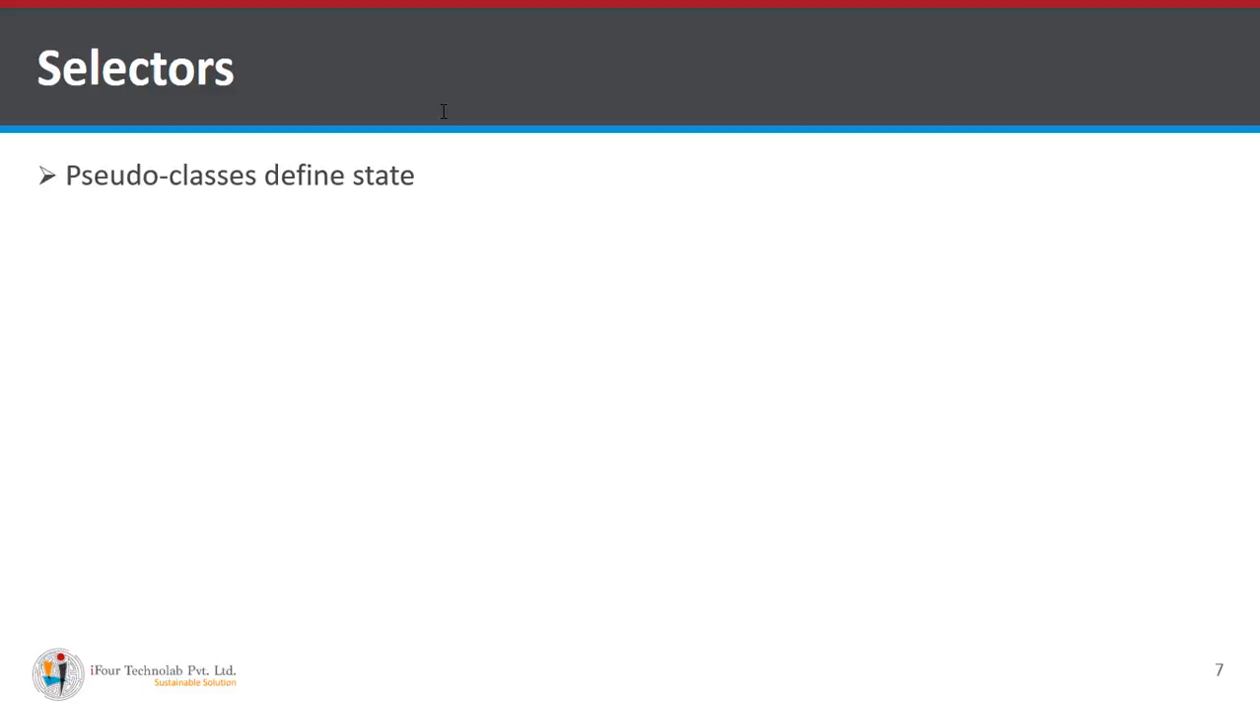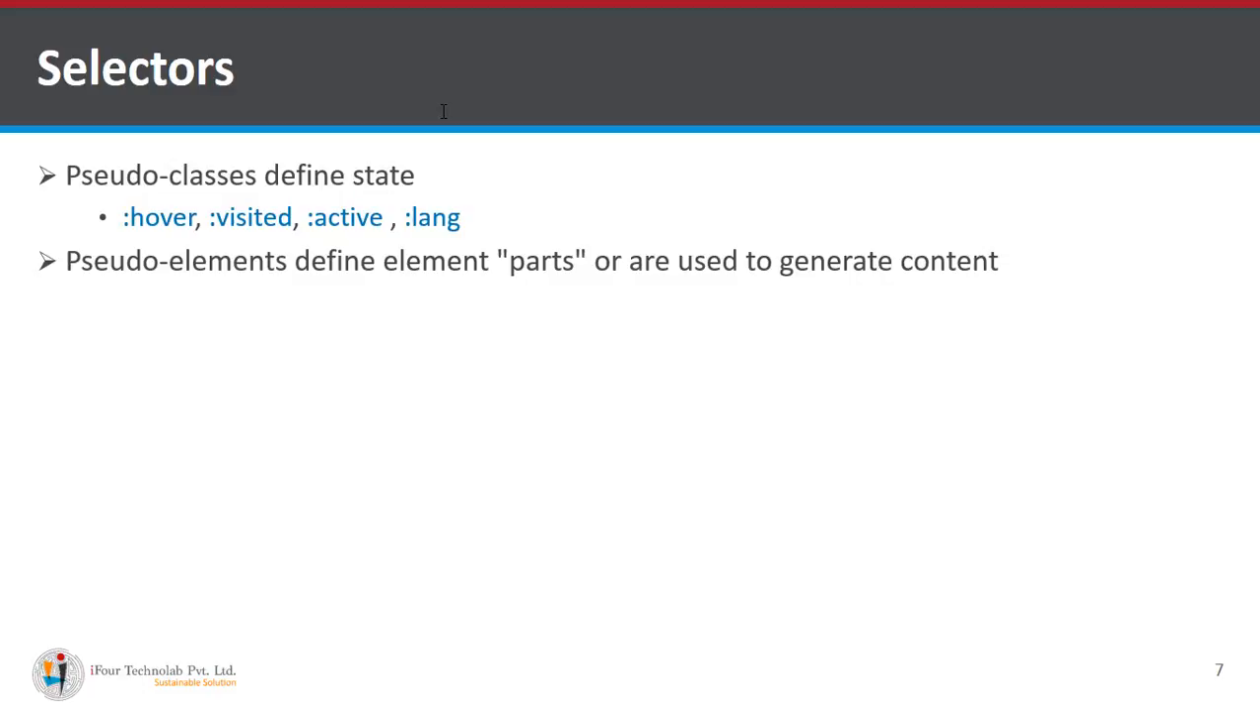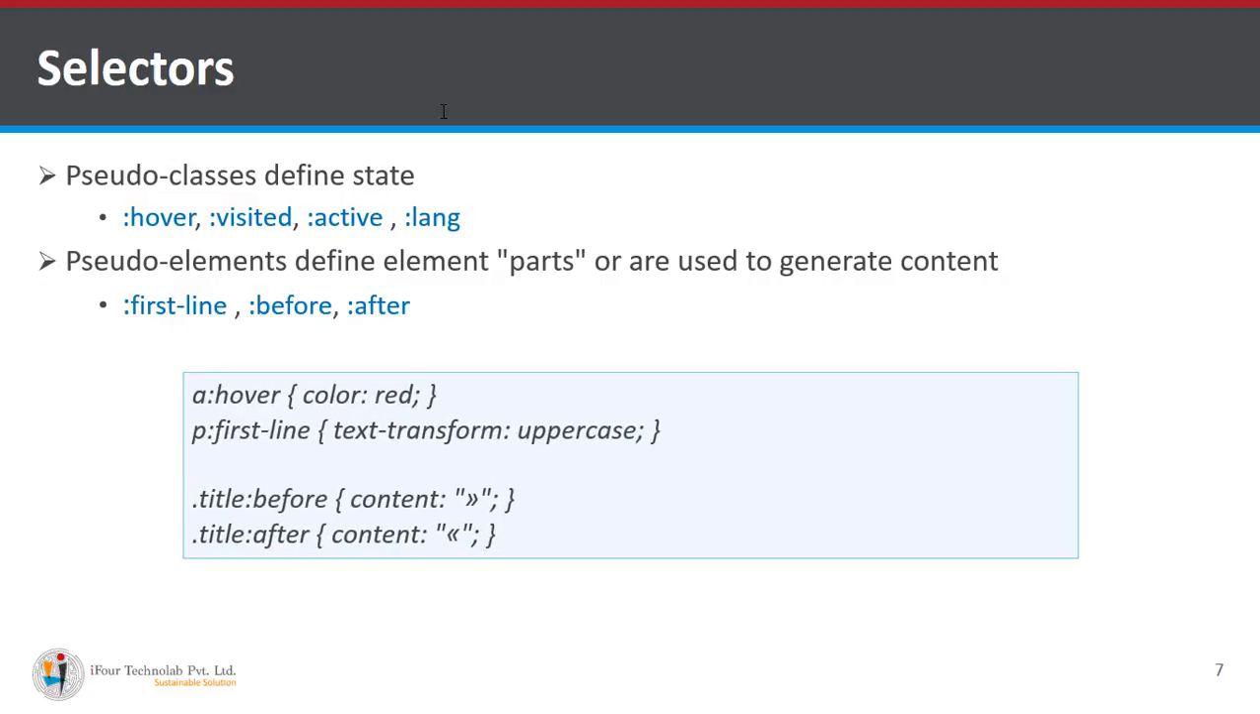More about selectors, there are pseudo classes as well. Now these are pseudo classes. It just means the state of an element. If you want to apply some sort of styling on some state of an element, then you can do it like this. Pseudo elements define element parts or are used to generate content.